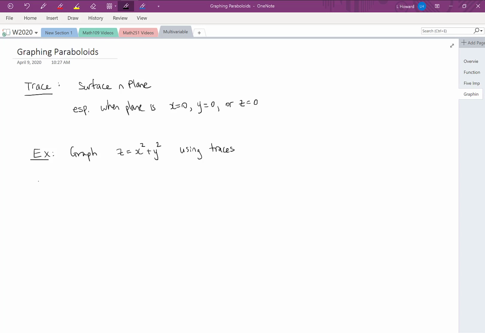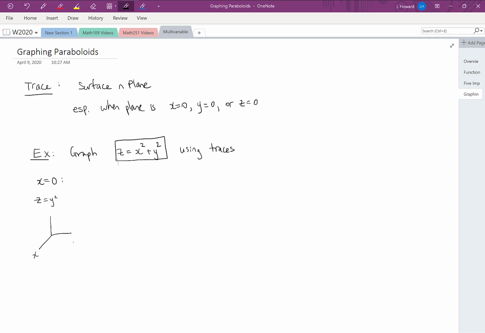Okay, well, we would say, let's set x equals 0. So if we set x equals 0 in our equation for z, the equation would become z equals y squared. All right, so let's look at what this trace looks like geometrically.